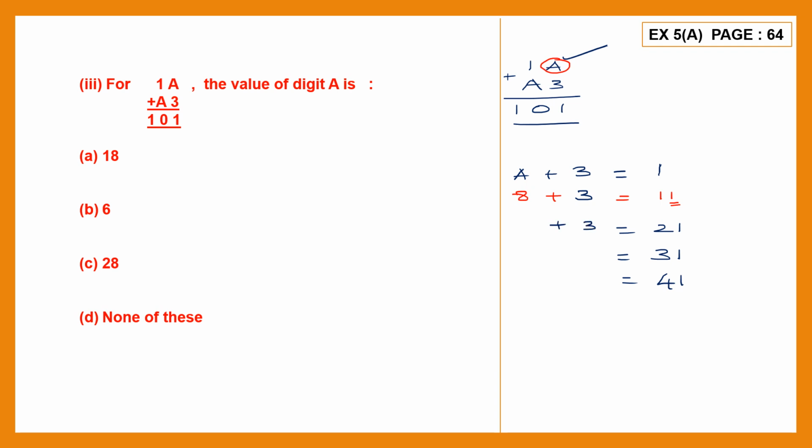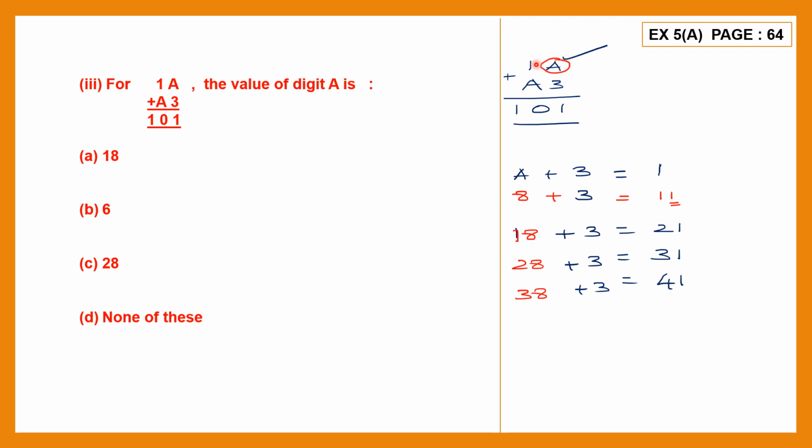3 plus what will give me 21? 3 plus 18 will give me 21. So I can write 18 here. Now again here plus 3. What will give me 31? 28. Again, what will give me 41? 38. Isn't it? Now all these numbers will give me a number that's ending in 1.